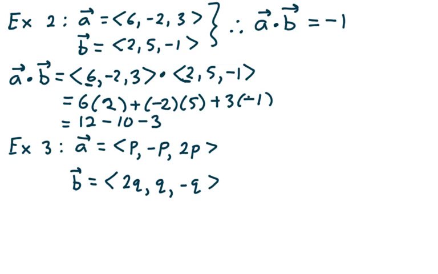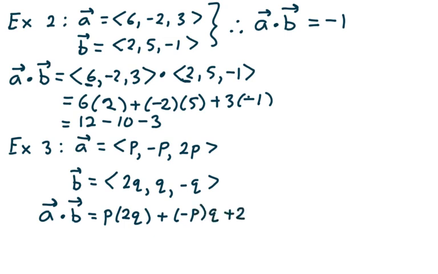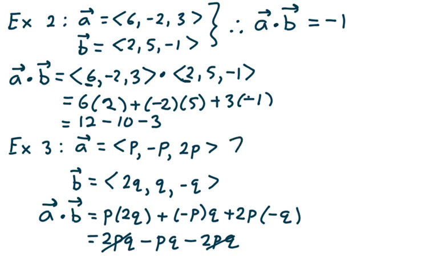That's example 2. For example 3, A dot B is equal to P times 2Q plus negative P times Q plus 2P times negative Q, which is equal to 2PQ minus PQ minus 2PQ. So if you notice how the 2PQs cancel, right? And what that tells me here is that A dot B is equal to negative PQ. And that's how we do example 3.